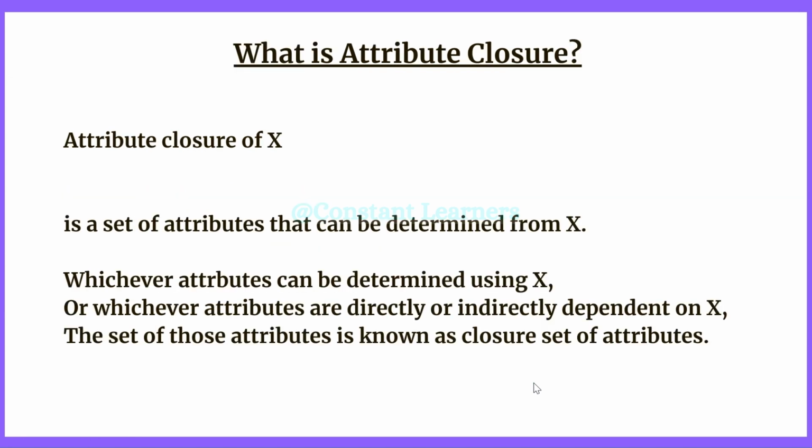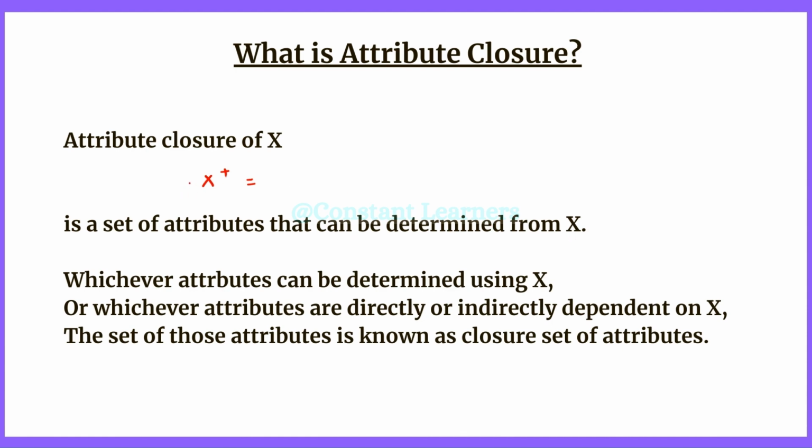Let's get started. Now, what is attribute closure? Let's say we need to find the attribute closure of X. Now, attribute closure is denoted as X plus, right? And it is a set of attributes that can be determined from X.